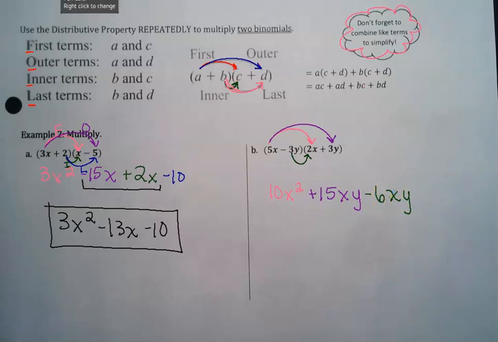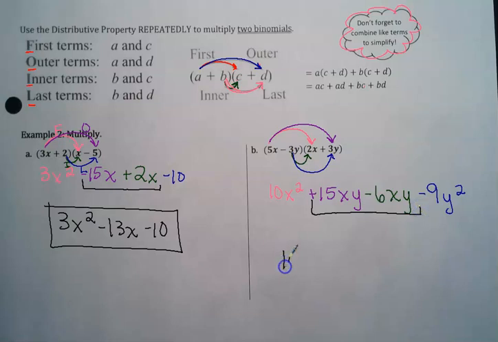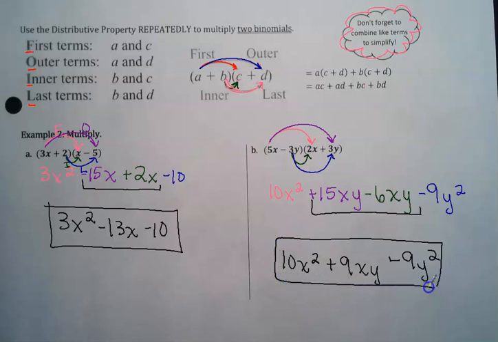And my last terms, negative 3y times a positive 3y. Negative 3 times 3 is a negative 9, and y times y is y squared. I look for like terms, and again, they're right here in the middle. So I'm going to have 10x squared, 15 minus 6 is going to give me a positive 9xy, minus 9y squared. I don't have any more like terms to combine, so that's it.